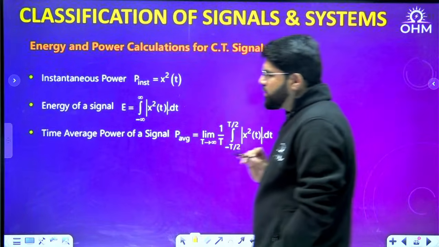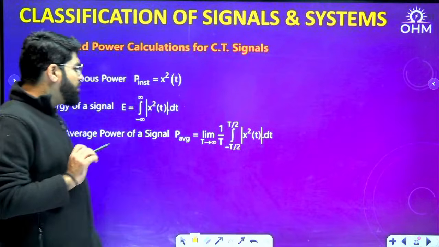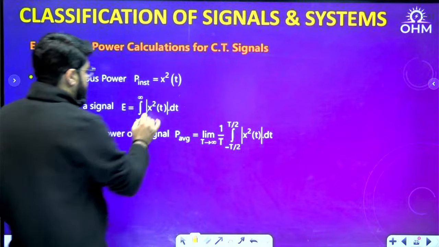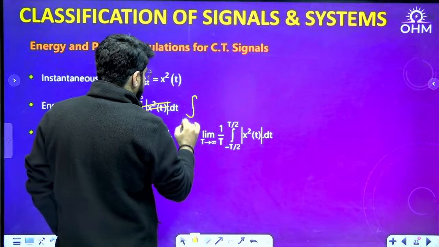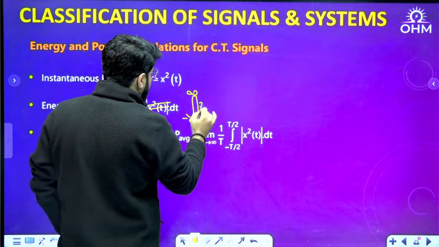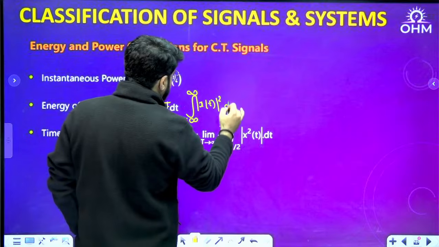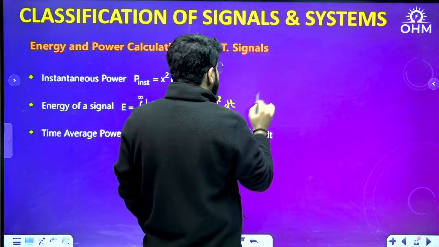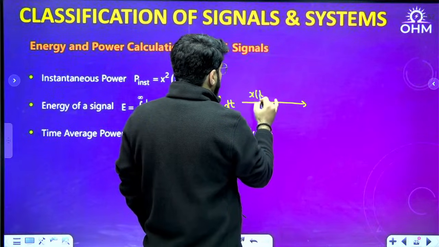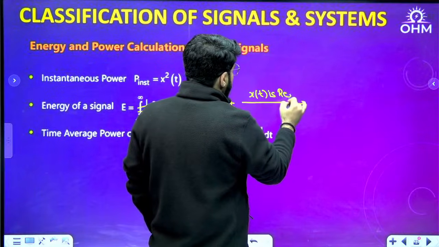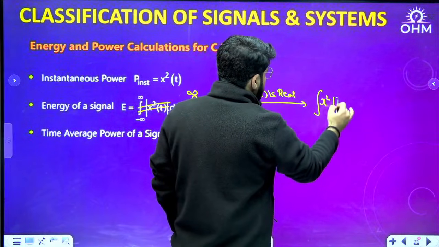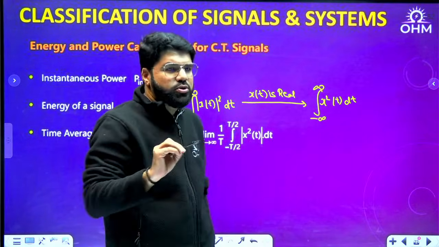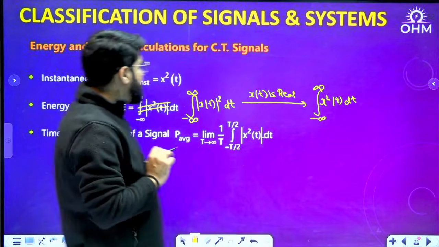How do you actually calculate the energy of the signal? The general formula for calculating the energy is the integral from minus infinity to infinity of modulus x(t) whole square dt. If x(t) is a real signal, which very commonly could be given to you, then you can simply write integral minus infinity to infinity x square t dt, or area under the square of the signal.